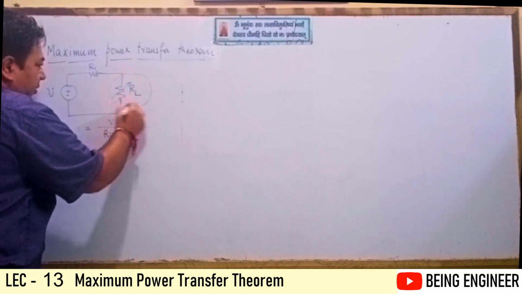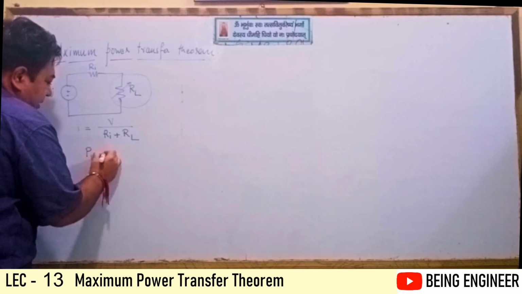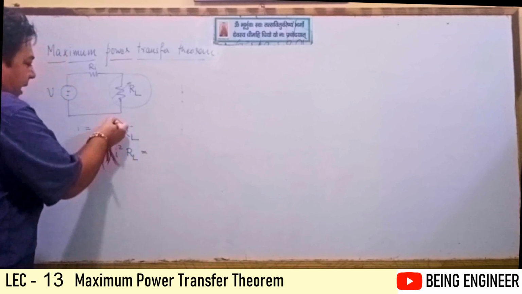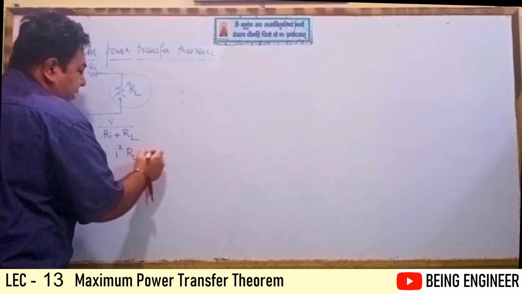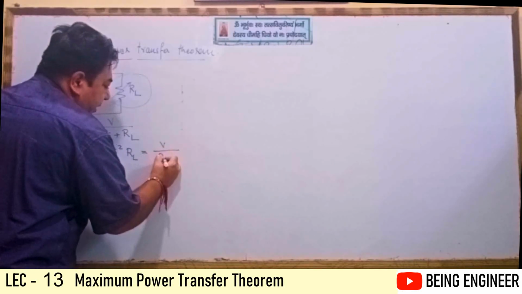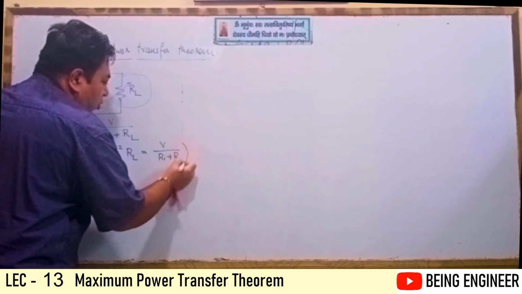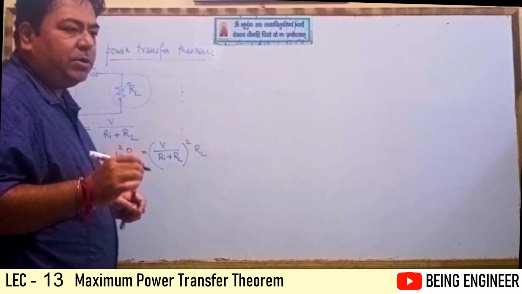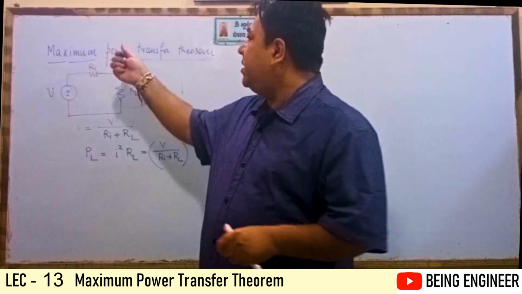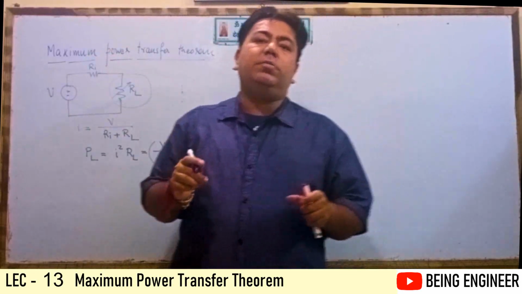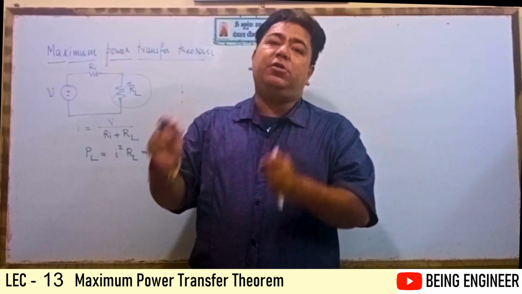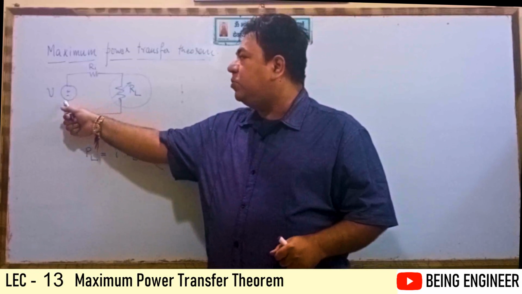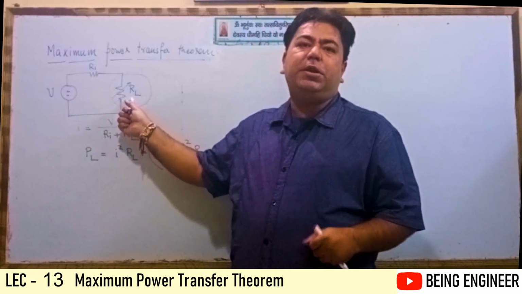Now the power in this particular load resistor is PL, which equals I square into RL. As I is V upon Ri plus RL, we can substitute this value: V divided by Ri plus RL, whole square, into RL. This is the power of the load. Now we have to maximize this power, because the theorem is the maximum power transfer theorem. So how can we maximize this power being transferred from the voltage source to this resistor?